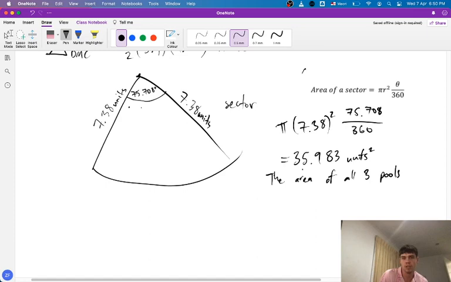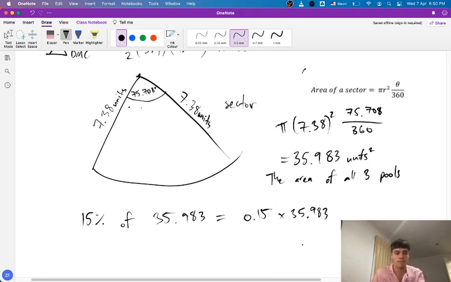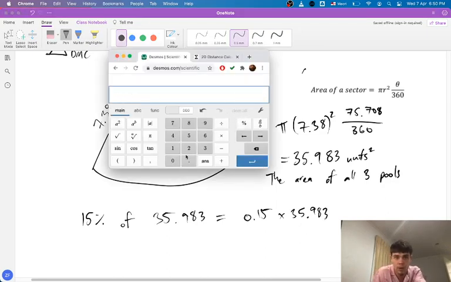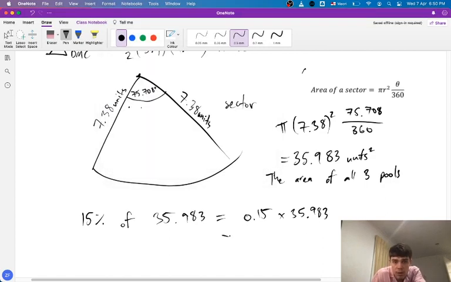Okay, so what I would do is I would just find 15% of that. So to get 15% of 35.983, what we do is we just go 0.15 times 35.983. 0.15 times 35.983 is 5.397 units squared. Okay, so pretty much what you want to do is find out what the uncovered pools area is.